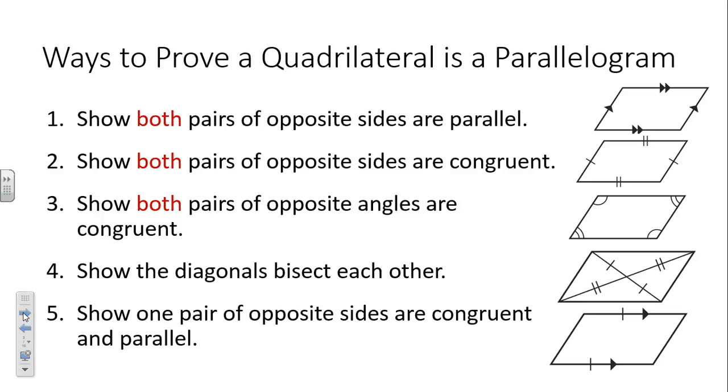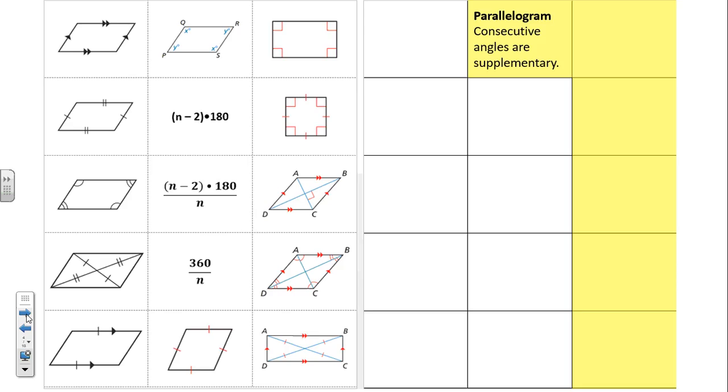And our last way, we just did at the top, is to say, let's make those consecutive angles supplementary, then it has to be a parallelogram as well. Okay? So those are the 5 ways that we can prove a quadrilateral is a parallelogram. Okay? So now, here's our first example.